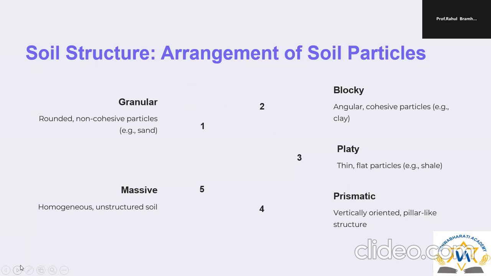Then next is prismatic structure. In prismatic structure, vertically oriented pillar-like structures are seen. Then the next one is massive structure. In massive structure, a homogeneous structure or unsaturated soil is seen. These are the 5 main soil structures seen in nature. We divide soil structure by its physical appearance.